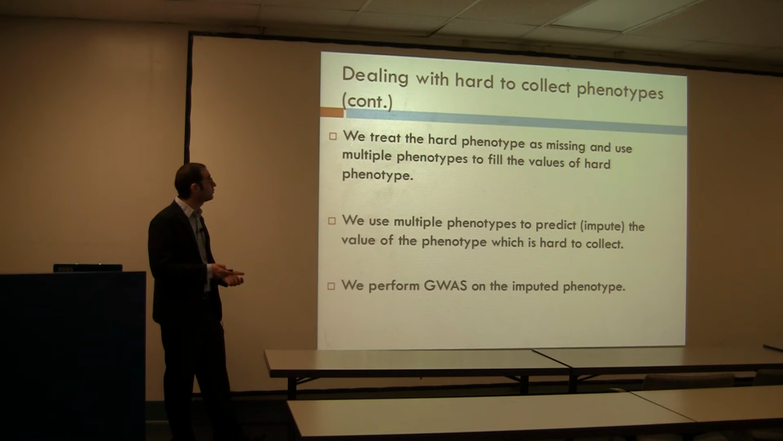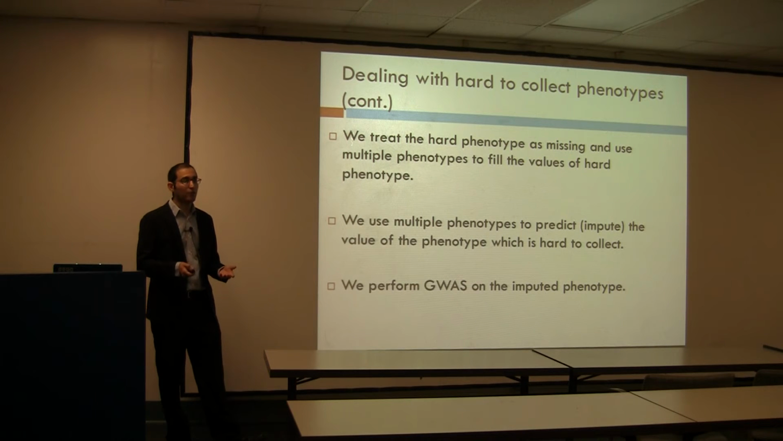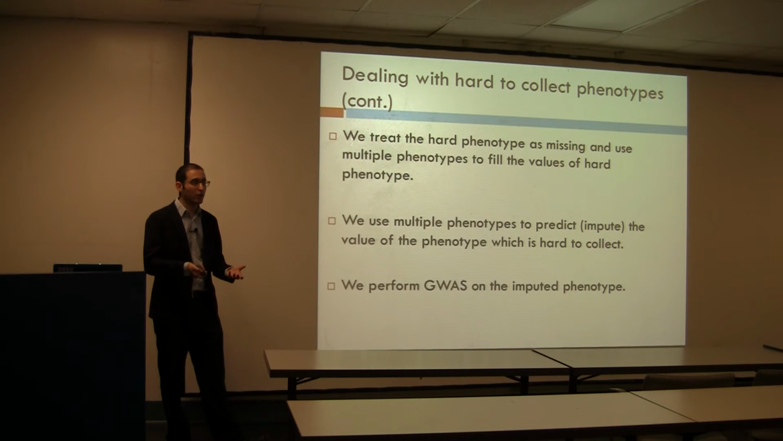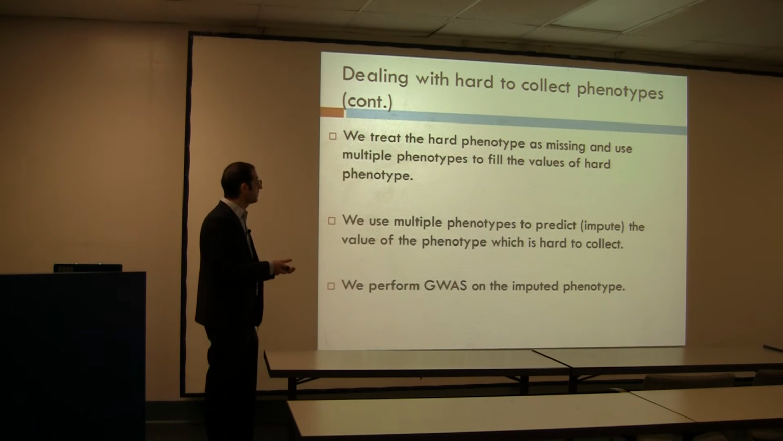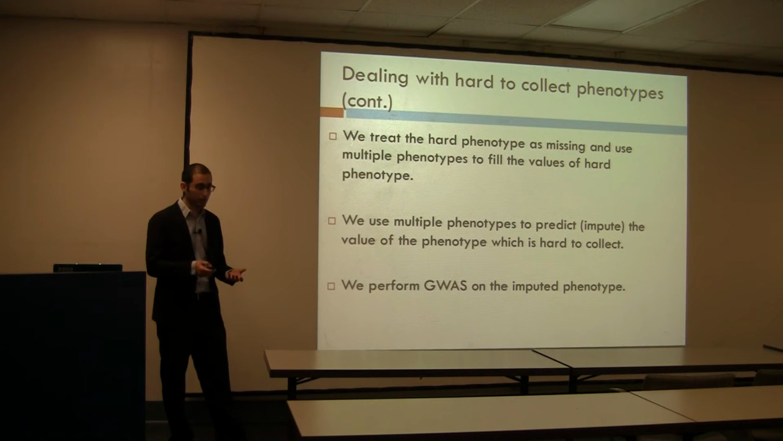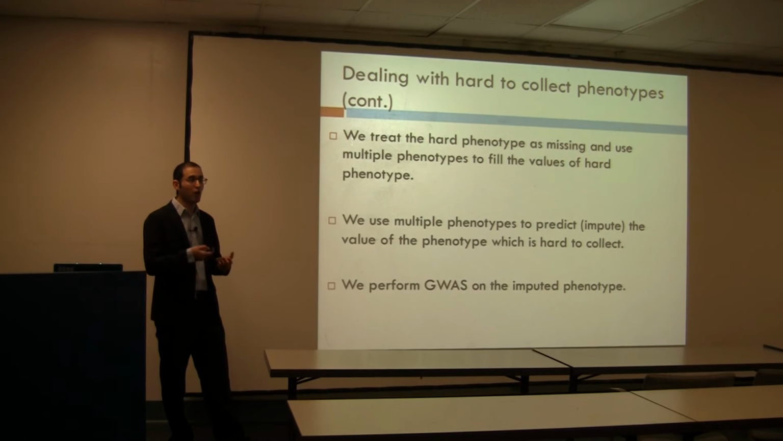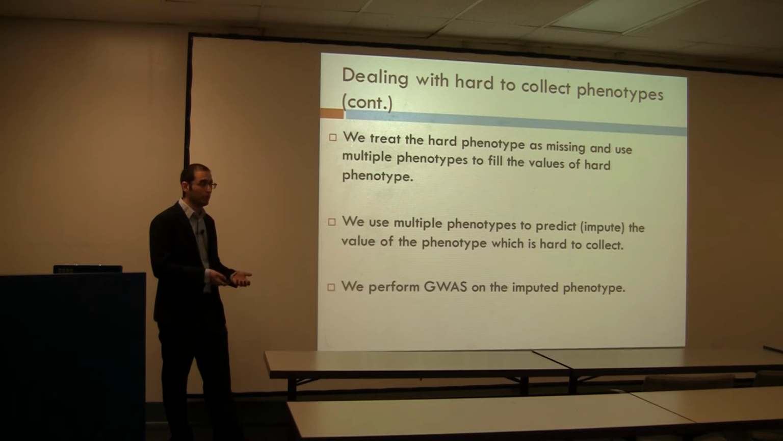Now, another problem related to phenotypes that are hard to collect is the missing value problem. The missing value problem is that when you collect multiple phenotypes, there are always some individuals for some phenotype that you didn't collect, and they are missing. So people developed a lot of methods to fill these missing values. What we realized is that maybe we can mix these two problems, missing values and intermediate phenotype, and solve this power issue in phenotypes that are hard to collect. What we want to do is impute or predict the phenotype that is hard to collect using other phenotypes that we collected for that individual. And then we perform GWAS on the imputed phenotype.